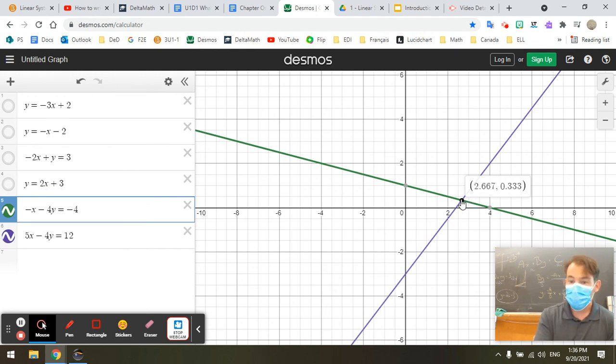Yeah. Okay, so that's how you convert these lines to y equals mx plus b to graph them to find the solution. That's how it's done. All right, so that's it, everyone, for that topic.